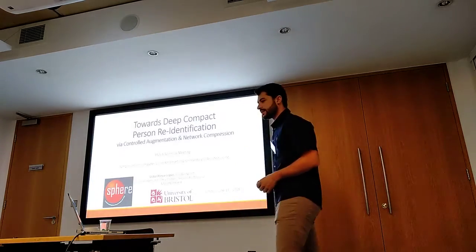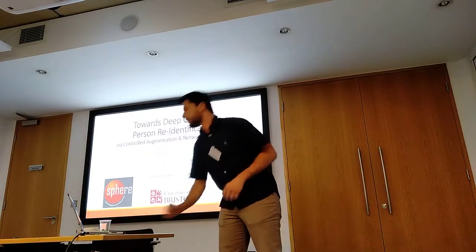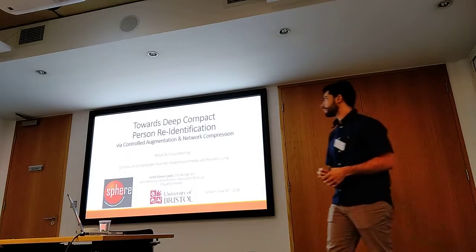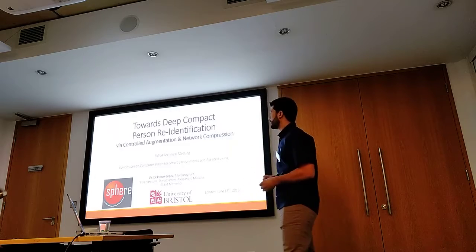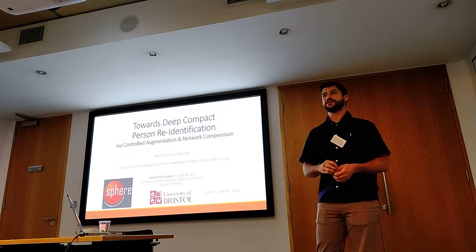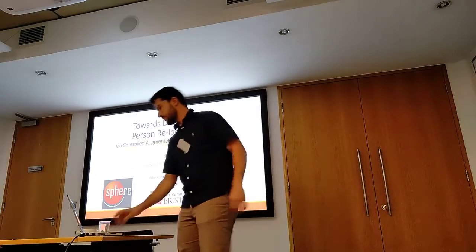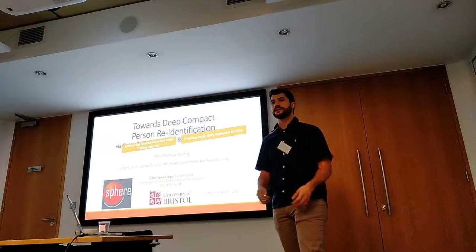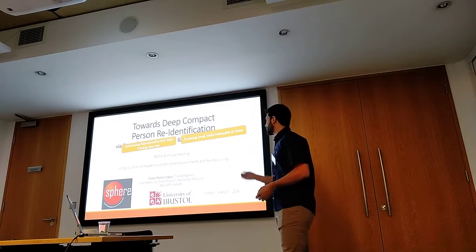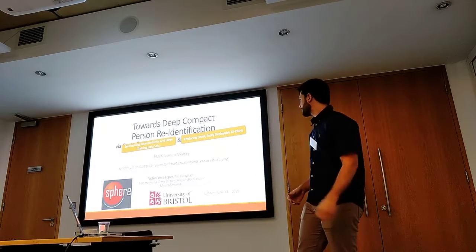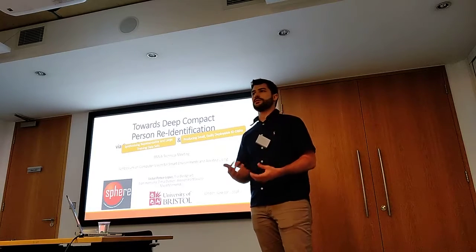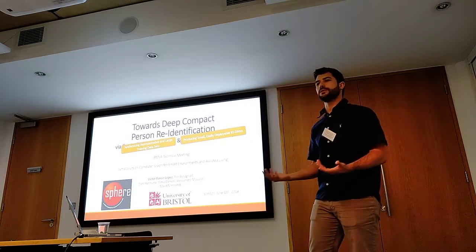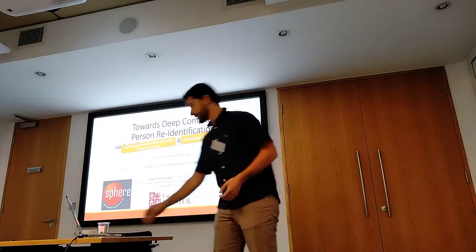And the work is aimed at person identification using deep compact networks, using controlled augmentation and network compression. By controlled augmentation, I refer to obtaining representative synthesis from large training sets, and by network compression, I refer to producing small and deployable networks for identification that can be suitable for reasonably priced devices.